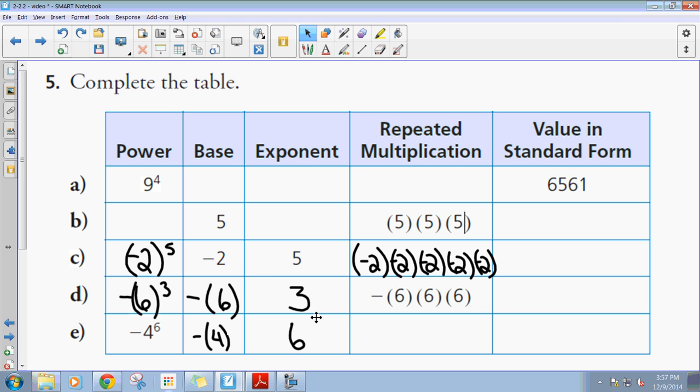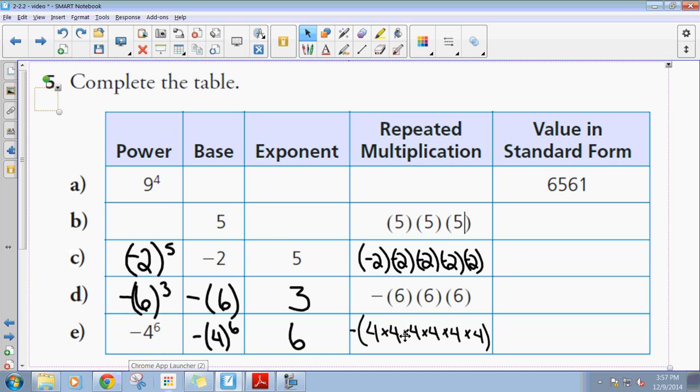So this time I'm going to write it 6 times. But watch, I am not writing the negative sign over and over and over again. The negative was not locked on, so it remains outside. The 4 is repeated 6 times. 4 times 4 times 4 times 4 times 4 times 4.